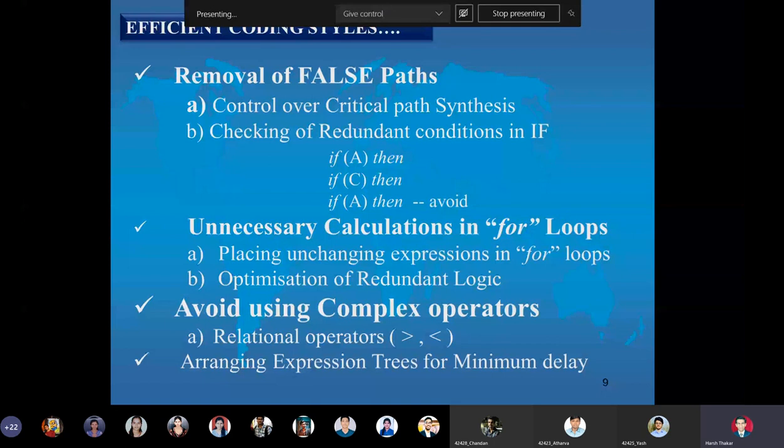Okay, if a particular expression is not changing, then there is no point putting them in a for loop, otherwise the execution time of the model goes on increasing. Okay, optimization of redundant logic. And third is avoid complex operators.